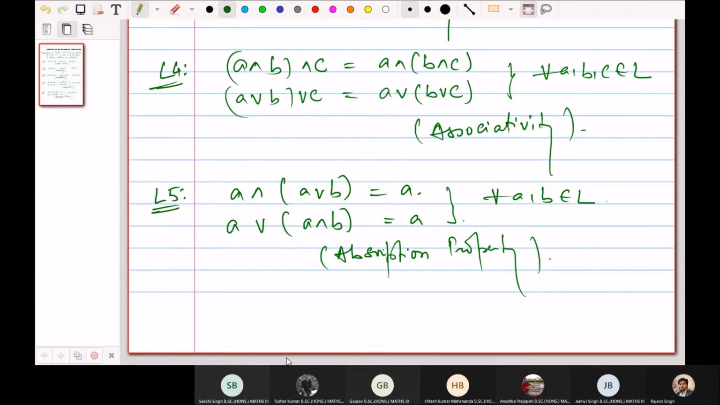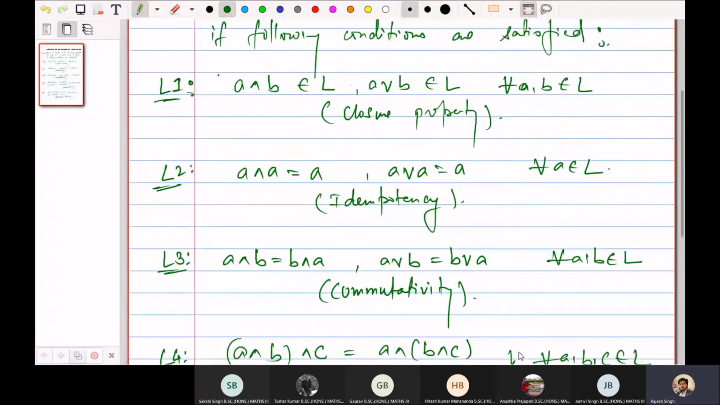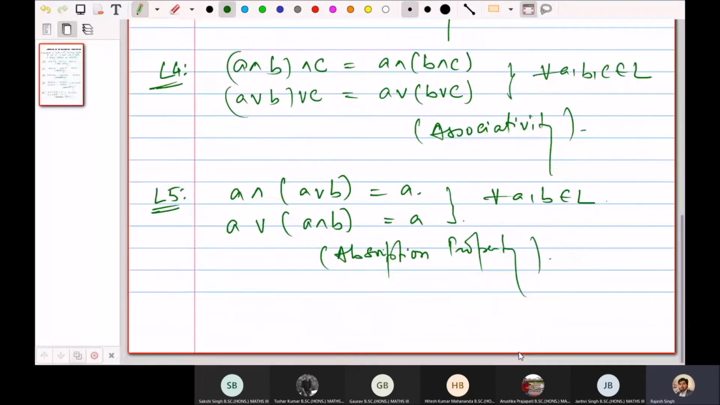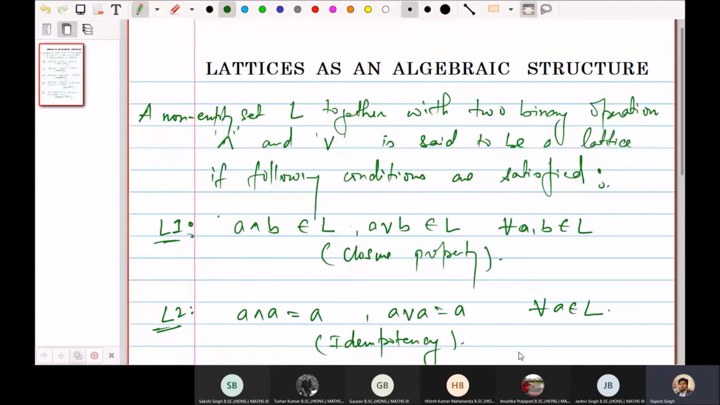Okay, what should we have? We should have the closure property, then idempotency, then commutativity, then associativity, and this absorption property. So these 5 properties must be there for L to be called a lattice with respect to 2 binary operations. So now we are again redefining it. We have set all the rules.